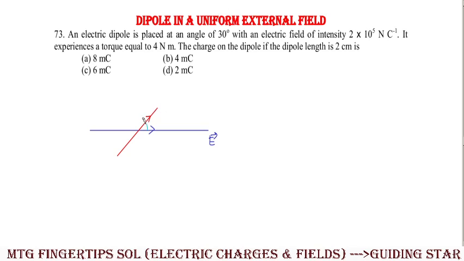What is the angle between these two? 30 degree. So in this particular case, as the dipole is placed making some angle with the electric field, what will happen? A torque will act upon it.